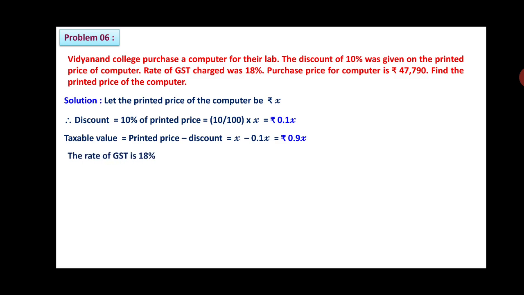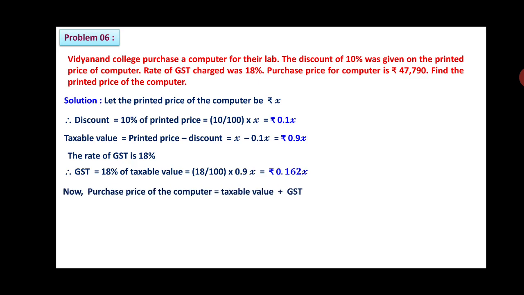The rate of GST is 18%. Therefore, GST is equal to 18% of the taxable value. 18% means 18 upon 100 into that taxable value, which is 0.9X. So it will become 0.162X.